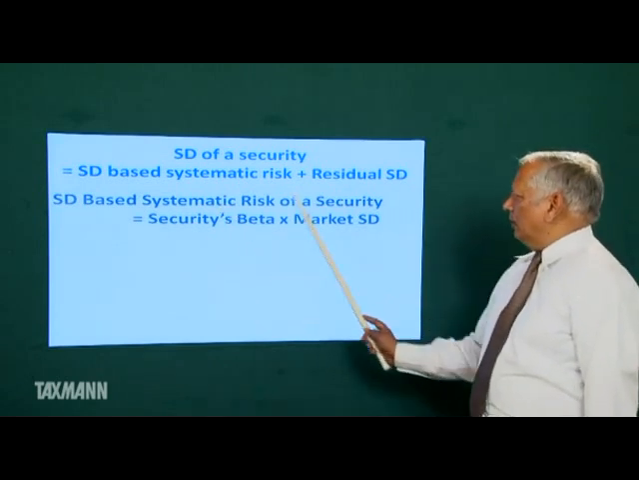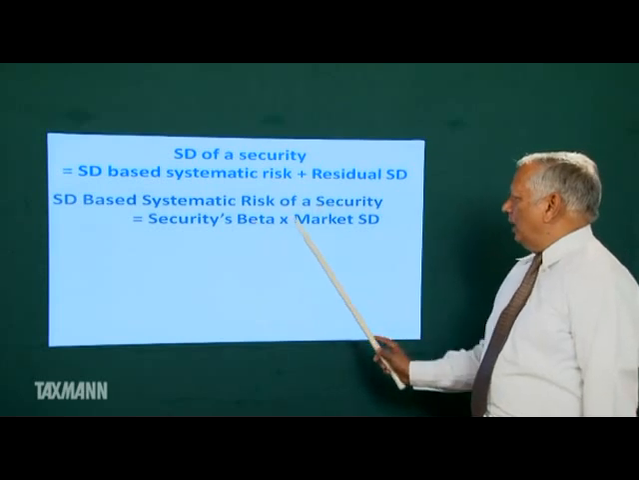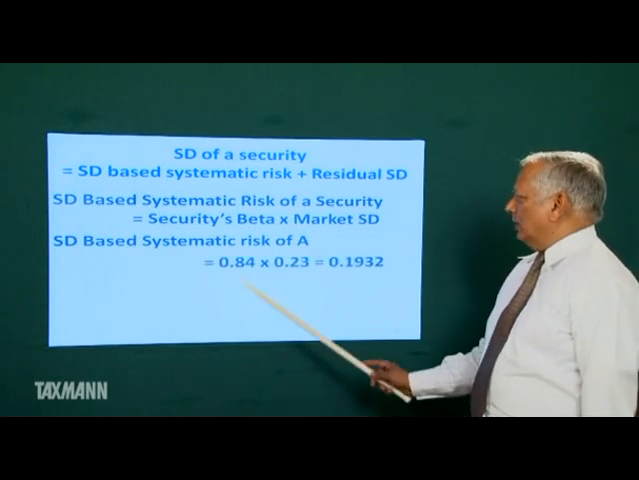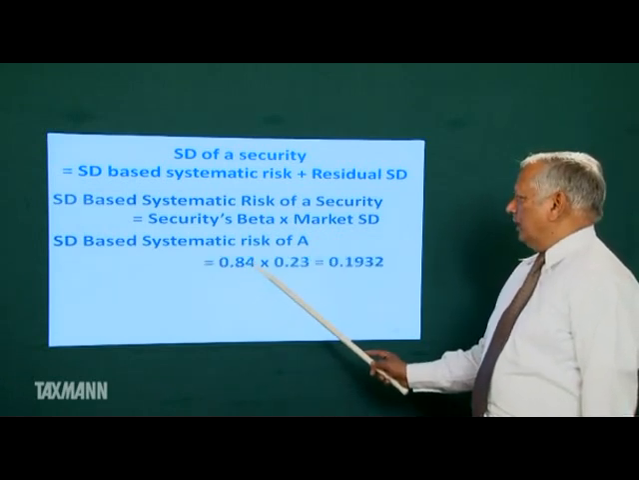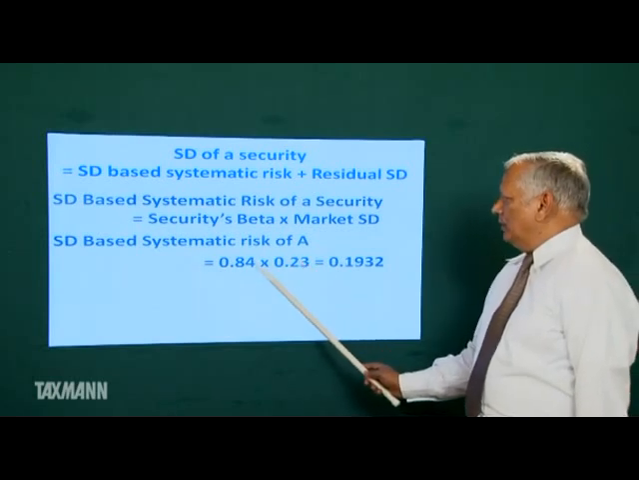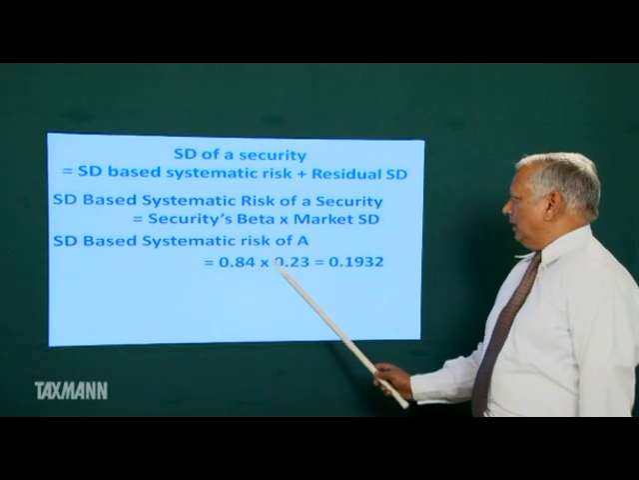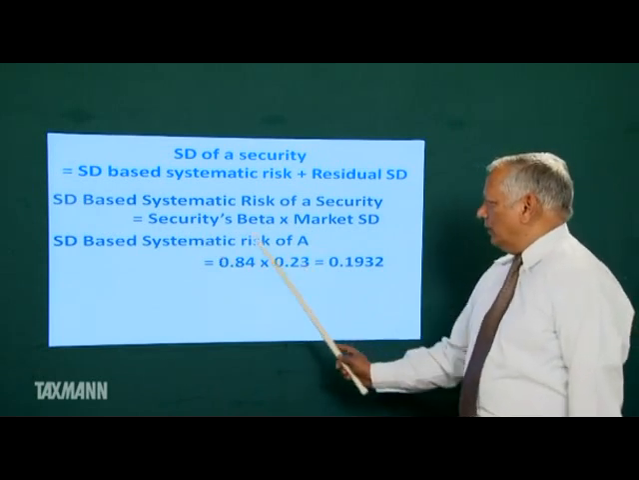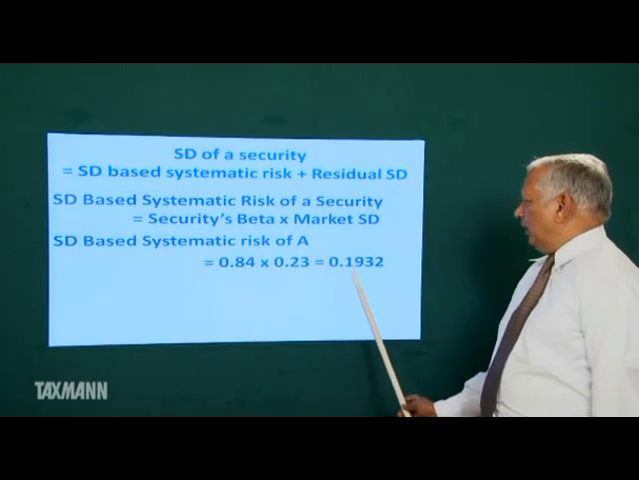Standard deviation based systematic risk is equal to beta into market standard deviation. So, standard deviation based systematic risk of A is beta into market standard deviation. Beta of A is 0.84. Market standard deviation is 0.23. So, standard deviation based systematic risk of A is 0.1932.